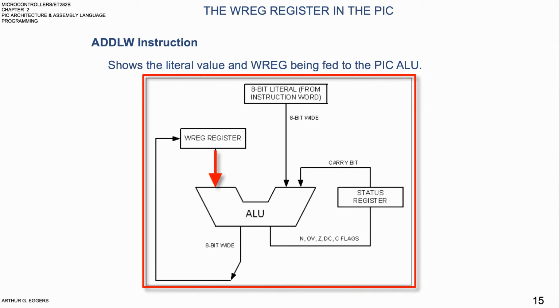You can see here how the literal value and the working register are fed into the arithmetic logic unit. We've got values that are fed from the register into the arithmetic logic unit, and then on the right side, our carry bit and our status register. The 8-bit literal from the instruction word goes into the ALU, and then is cycled back into the working register.